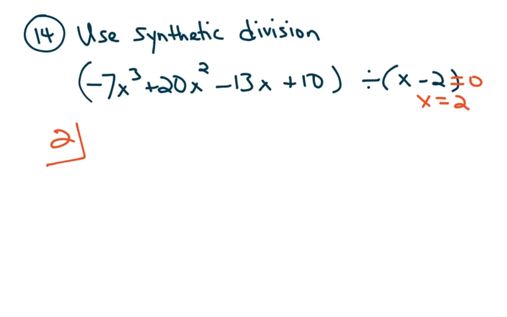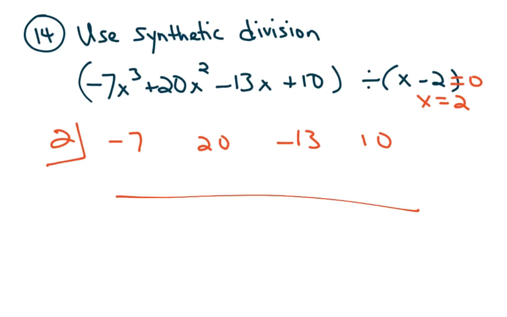Next to the box, go to the coefficients of the polynomial you're dividing into. Don't forget to ask yourself if there are any missing terms in the polynomial. Whatever the biggest exponent of x is, each consecutive coefficient should be 1 power less than the previous one. Well, I have x cubed, x squared, x to the first, and no x, so I'm not missing anything. So negative 7, 20, negative 13, and then 10. So bring down the first term and then multiply, and then add, and then multiply, and then add, and then multiply, and then add. The quotient is always 1 power less than the original polynomial you divided into.